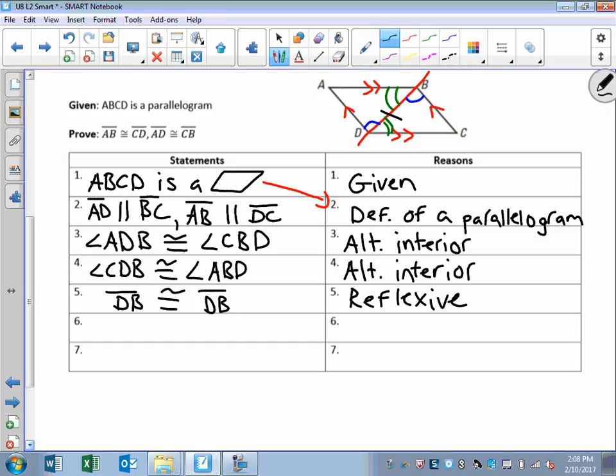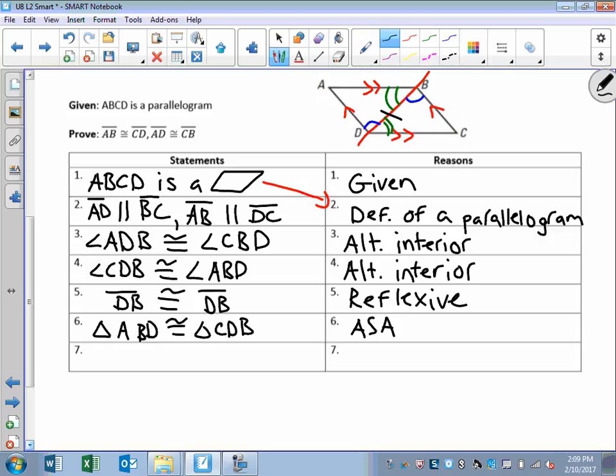So now we got a congruent side with two pairs of congruent angles, and the side is in the middle. So now we can say that the two triangles, triangle ADB is congruent to triangle CDB. Okay. And how do we know that? Well, we have two pairs of angles with the side in the middle. So we got angle, side, angle.